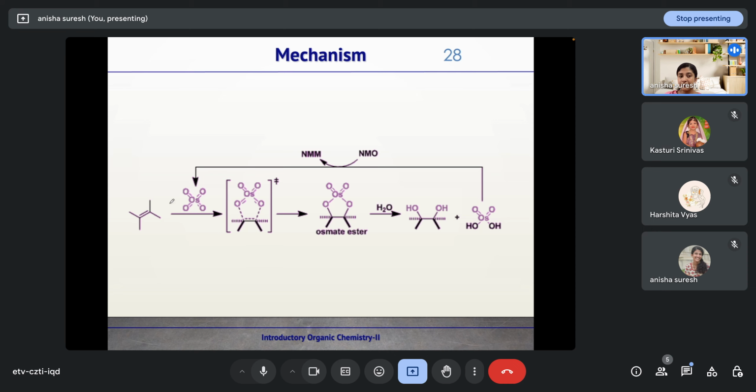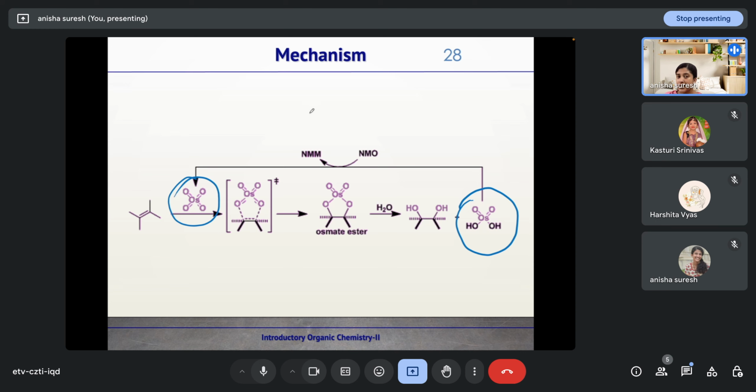So this is the mechanism for osmium tetroxide reaction. So this is the structure of osmium tetroxide. So with alkene, it will form this 5 membered like transition state, and it will form this osmate ester. Then upon hydrolysis, it will form this diol, that is syn diol, and this compound. So we will be using NMO, N-methyl morpholine N oxide, so that will reoxidize this compound into osmium tetroxide.